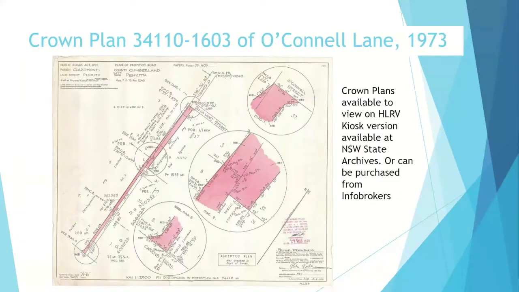Now, I know that I always enthuse about road plans, Crown plans of roads, and normally they are really, really nice, but this one is probably one of the less impressive ones. But it's 1973, O'Connell's Lane is being formed, and you can see the original laneway right-of-way has been widened. And it does show you a little bit of information about some of the properties alongside that O'Connell Lane.